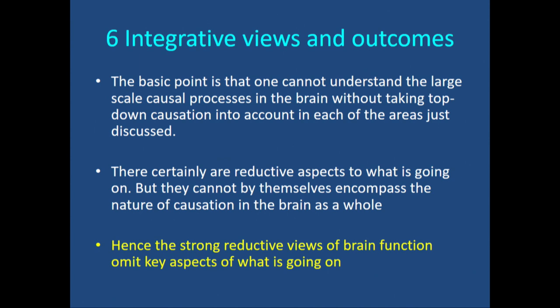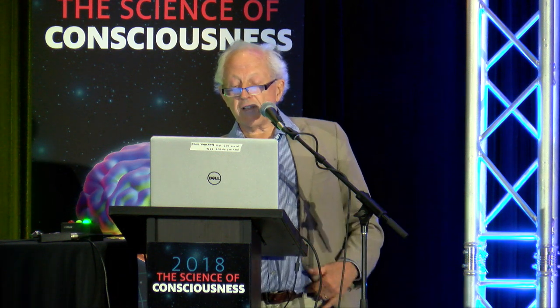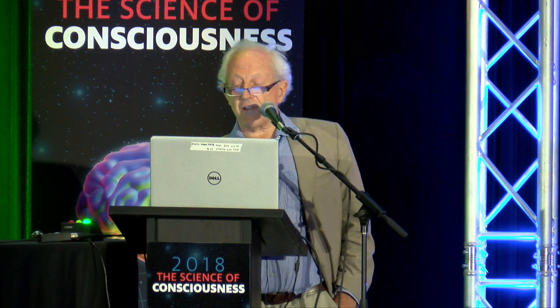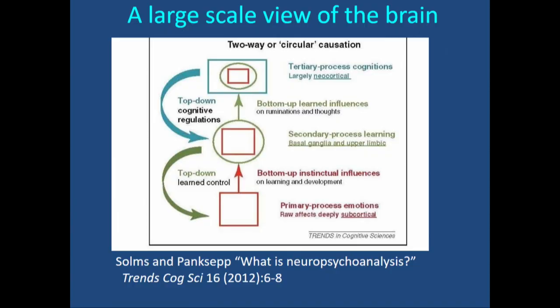So finally, integrative views and outcomes. The basic point is one cannot understand the large-scale causal processes in the brain without taking top-down causation into account in each of the areas just discussed. There certainly are reductive aspects to what is going on, but they cannot by themselves encompass the nature of causation in the brain as a whole. Hence, the strong reductive views of brain function, such as that Crick quote I gave at the beginning, omit key aspects of what is going on.